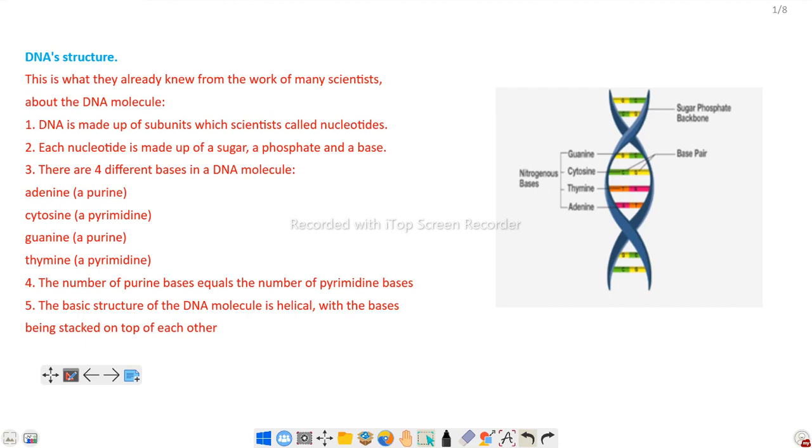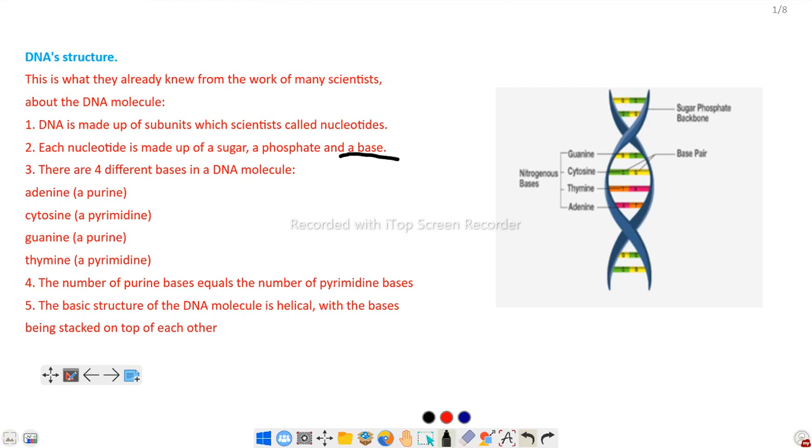DNA is found in the nucleus of the cell, and DNA contains chromatin material with protein which carries the genetic material. The protein is nothing but the histones. DNA is made up of subunits which scientists call nucleotides. Each nucleotide is made up of sugar, phosphate and bases. The bases are nothing but the nitrogenous bases.